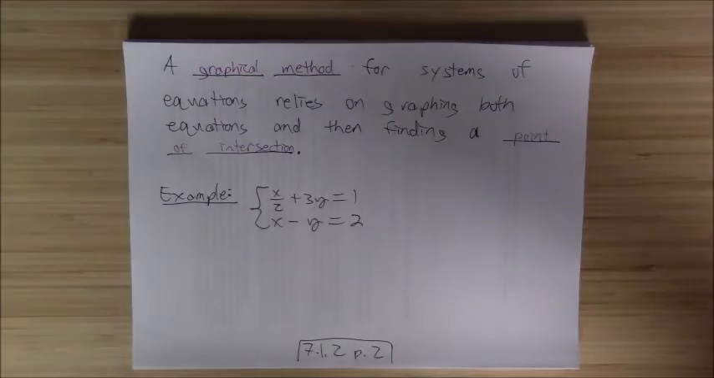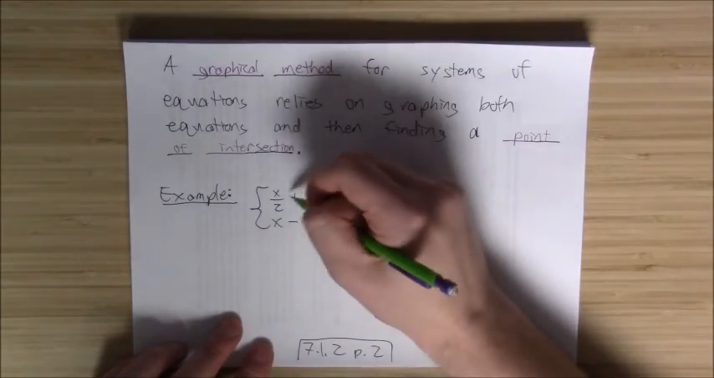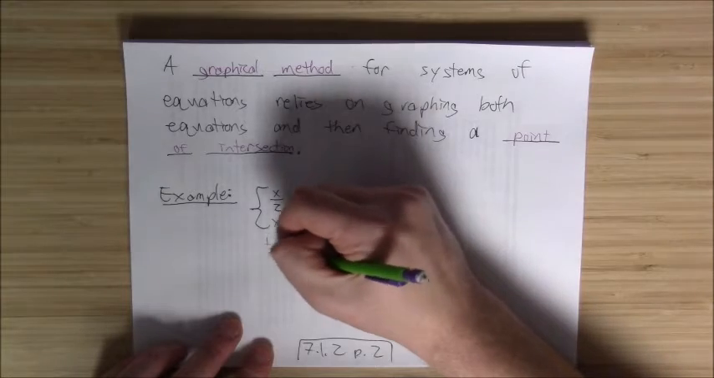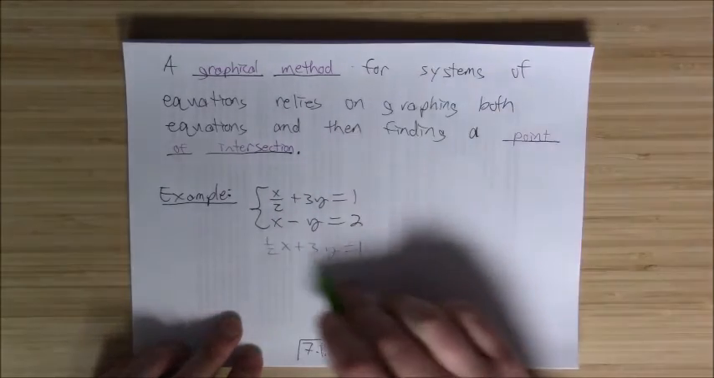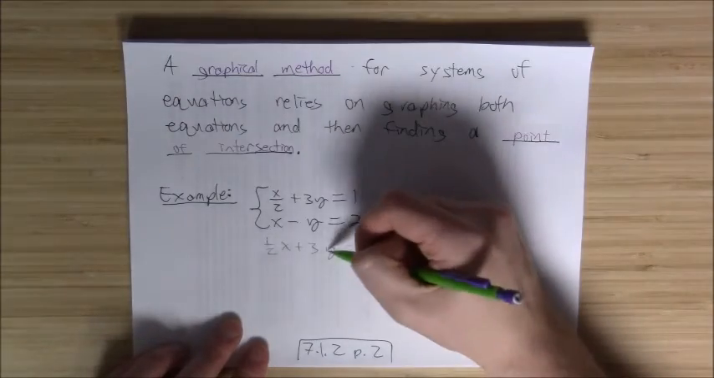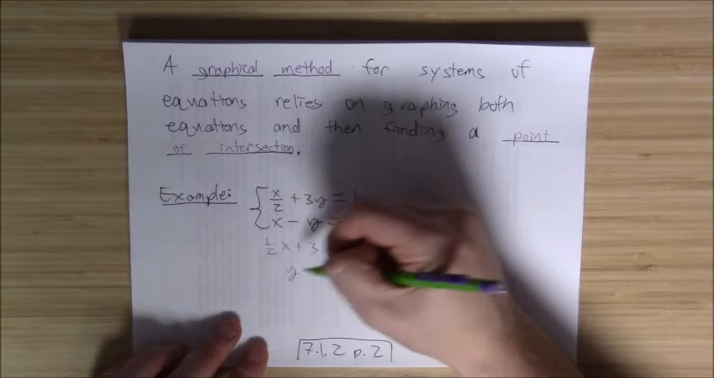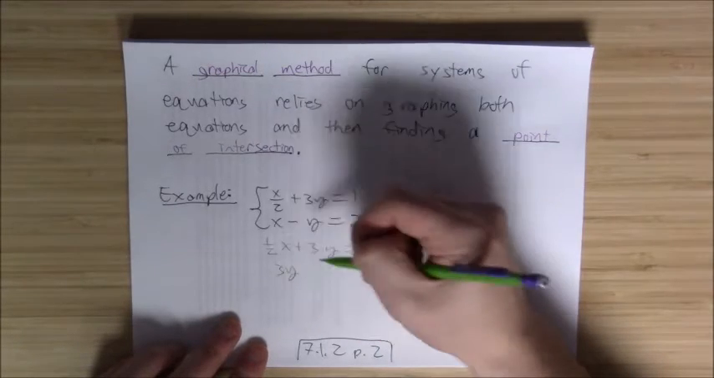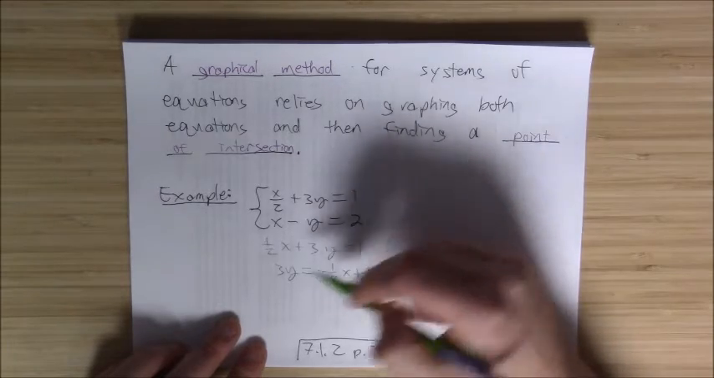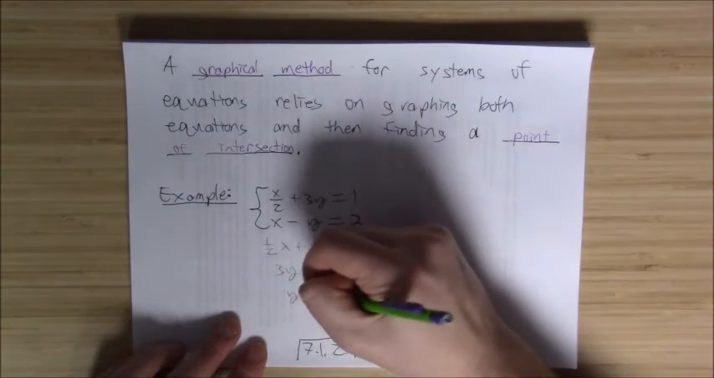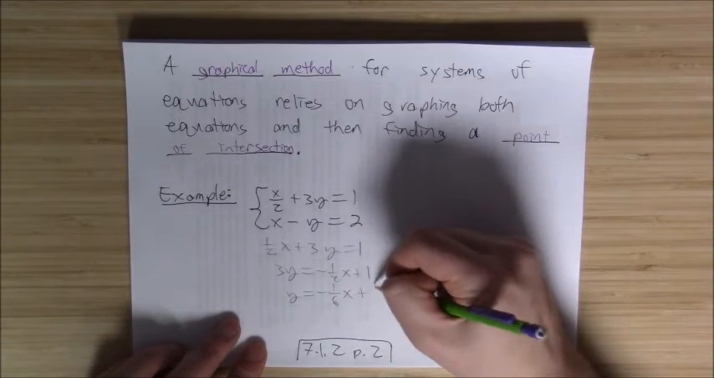So for example, what's happening here is we have two equations, the first of which is 1/2 x plus 3y equals 1. If we write that in slope-intercept form, we would need to solve for y, so we'd have 3y equals negative 1/2 x plus 1. Divide everything by 3, so you have y equals negative 1/6 x plus 1/3.